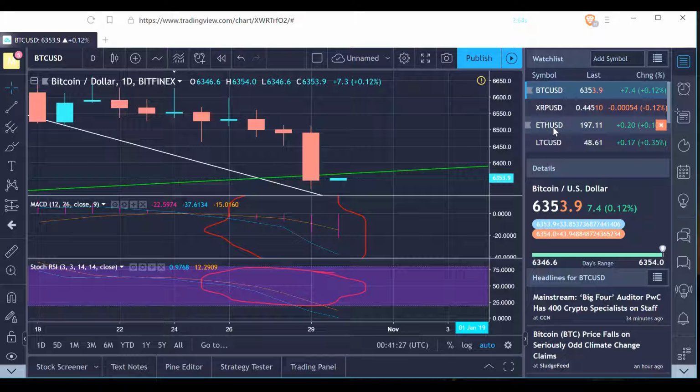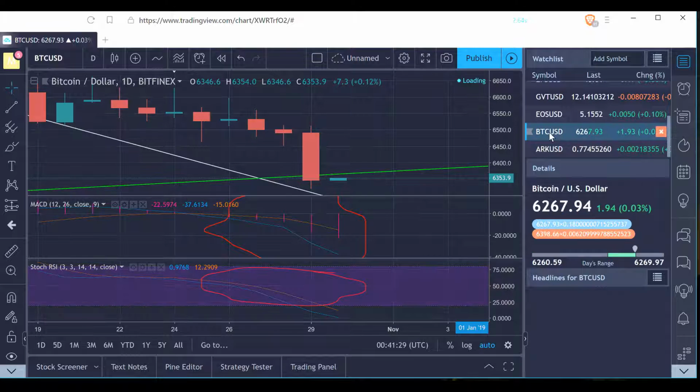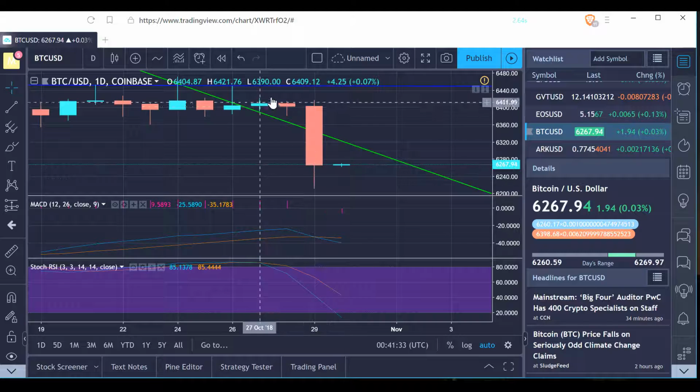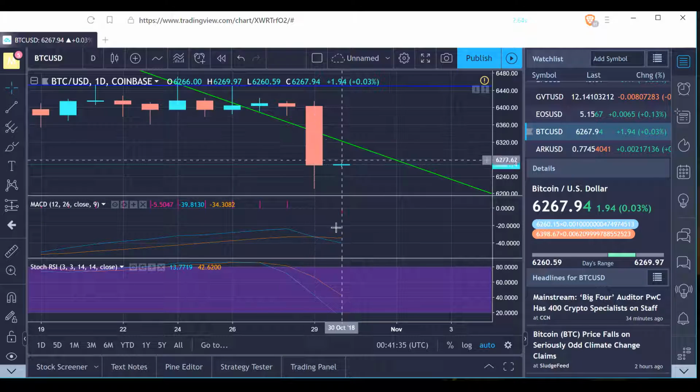All right, let's go ahead and move on to the Bitcoin on the Coinbase chart, which is based on the US dollar. You can see a lot of the same patterns coming into play right here.